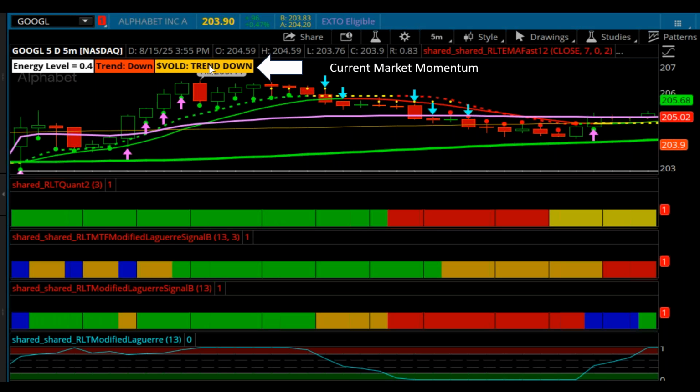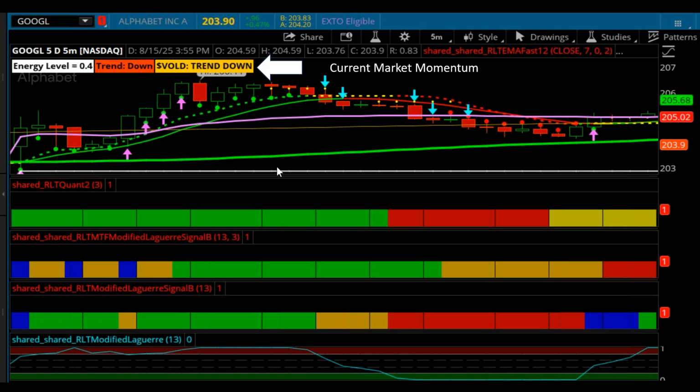Right now it shows it's trending down, but it's yellow. So it hasn't gone to red. It's not very bearish, but it's slightly bearish. So this tells you what the trend of the current market is right now, all right? Market internals. So that's the current market momentum indicator right there. So that would be also one we use.